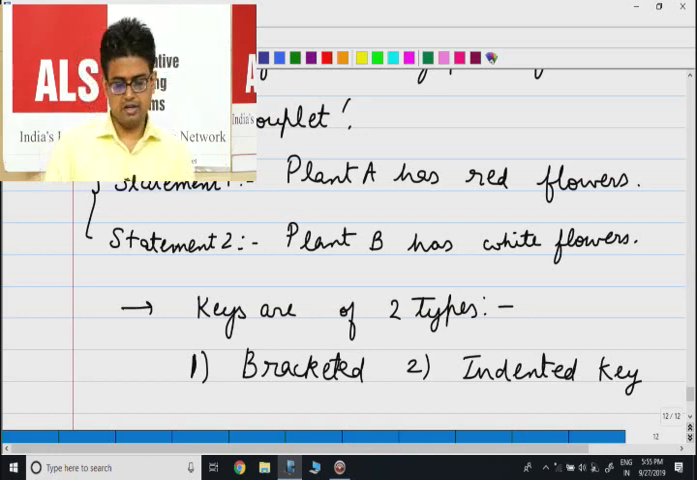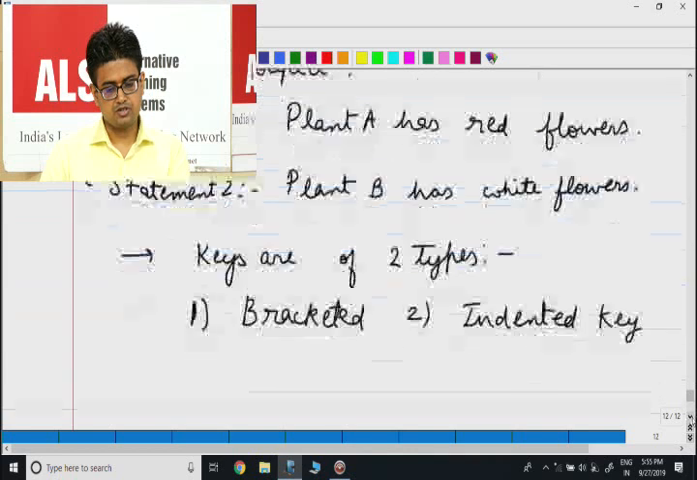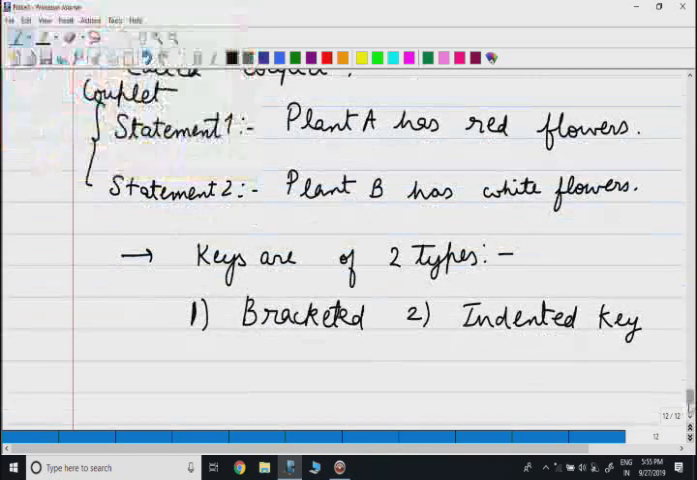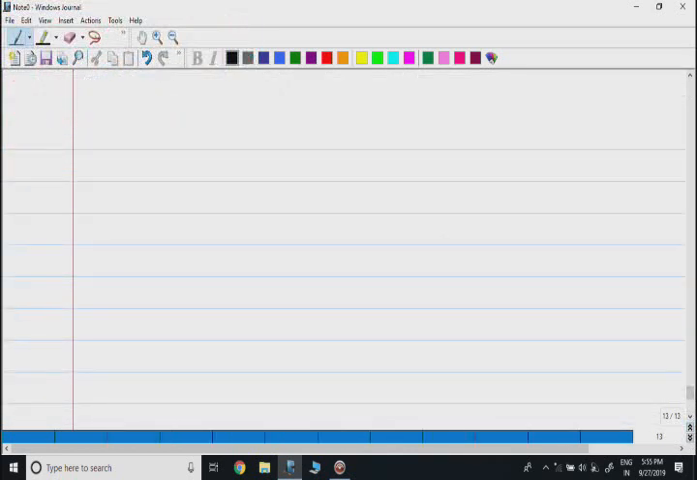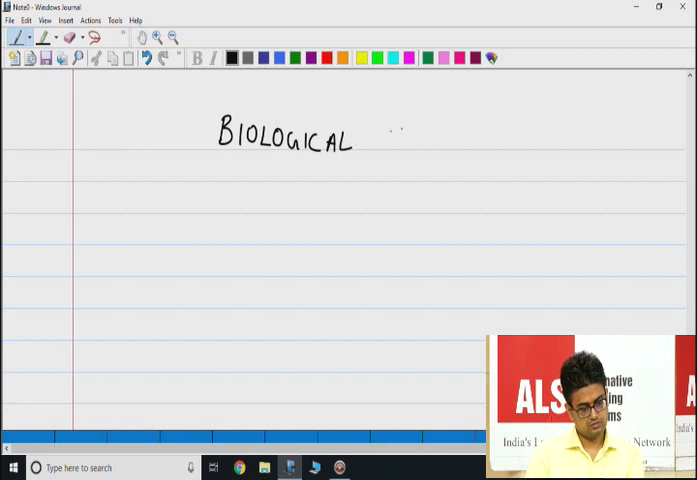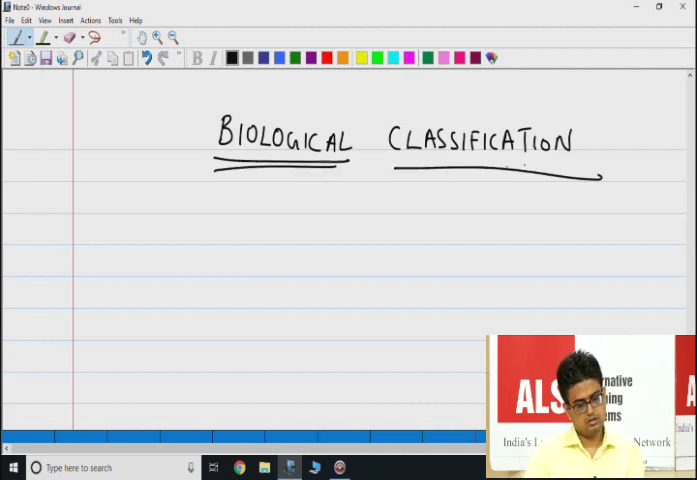Now please put the heading for next chapter. I'm only giving you an introduction of the next chapter. I will start it properly in the next class. But please give a heading, and your next chapter is biological classification. Biological classification. So in this chapter, we will properly learn what classification is all about.